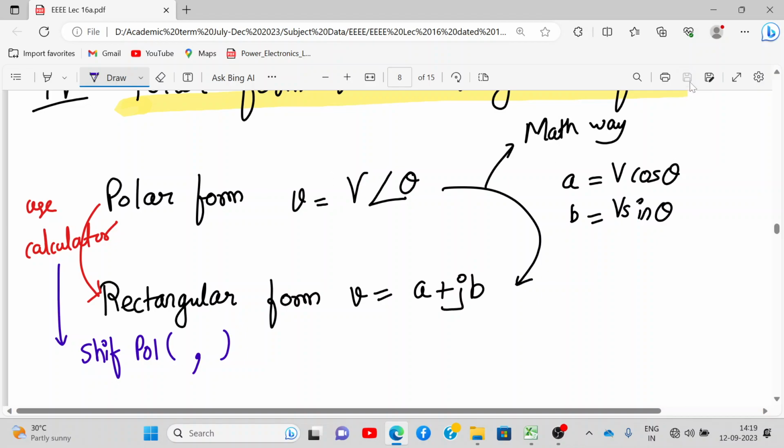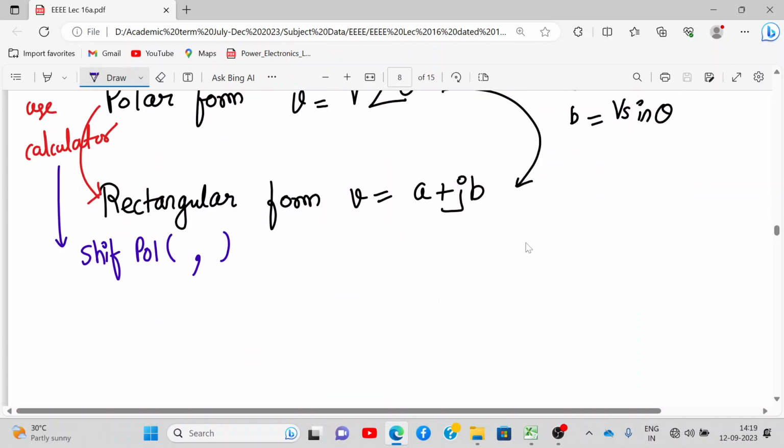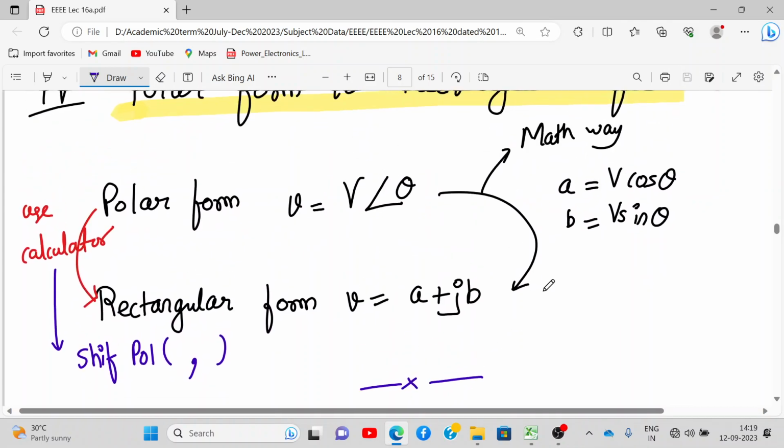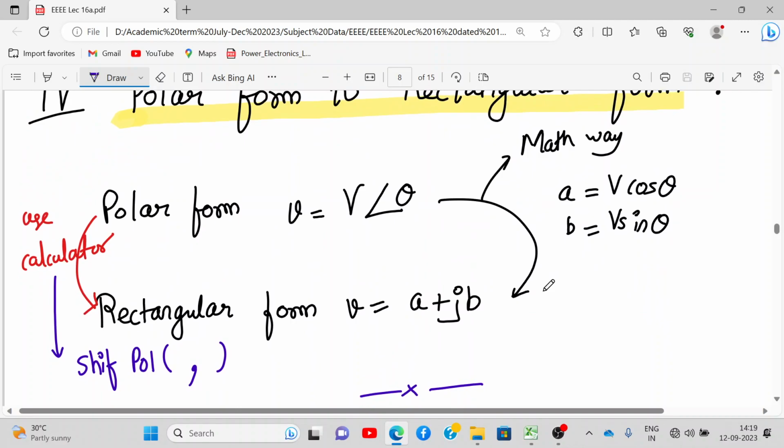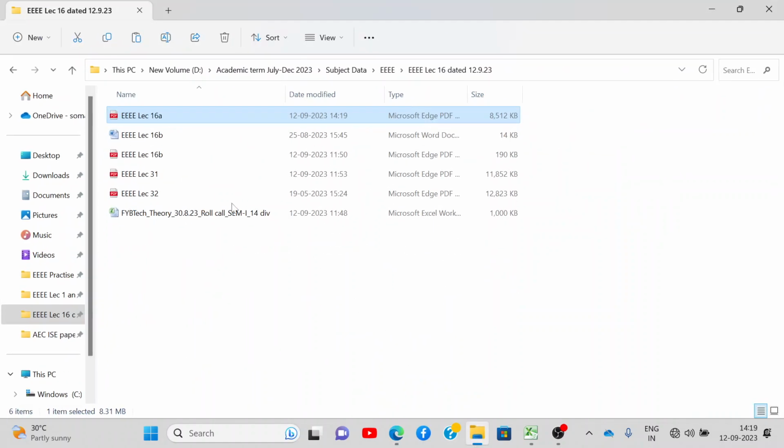Understood everyone? How to convert polar to rectangular and rectangular to polar using calculator and using mathematical way? Okay. So now, that will be the end of part A lecture. And now we'll actually start solving numericals. Got it? Okay, so let's do that.